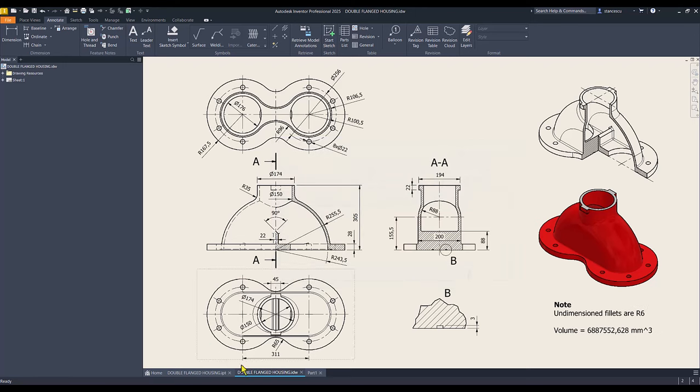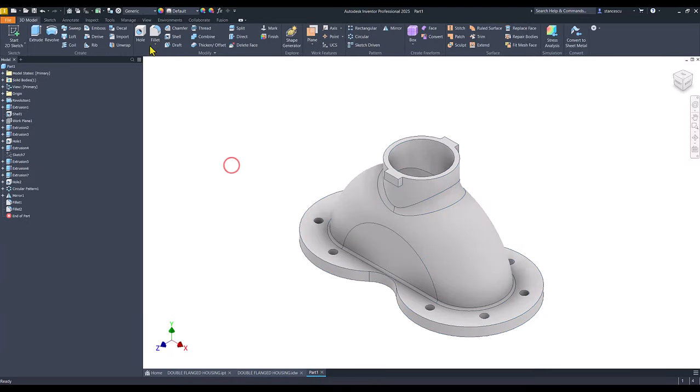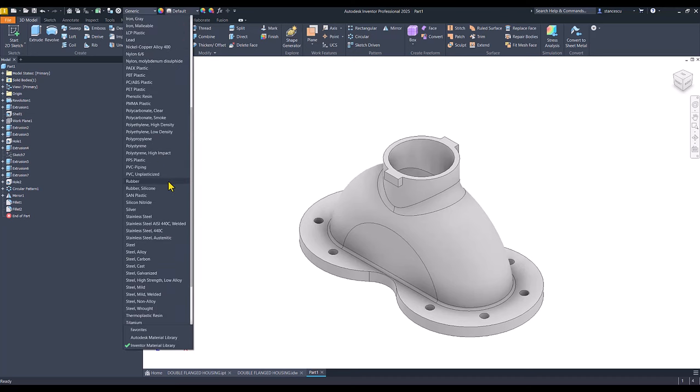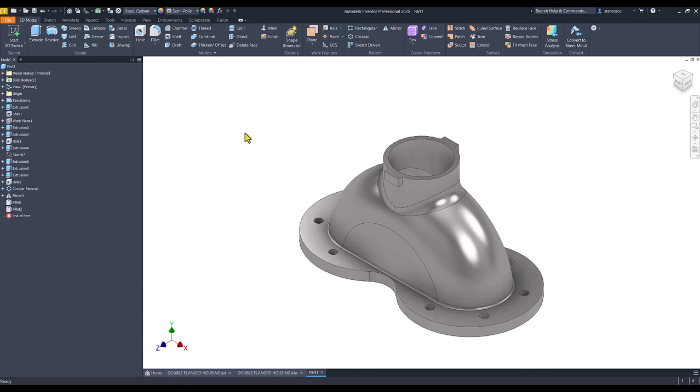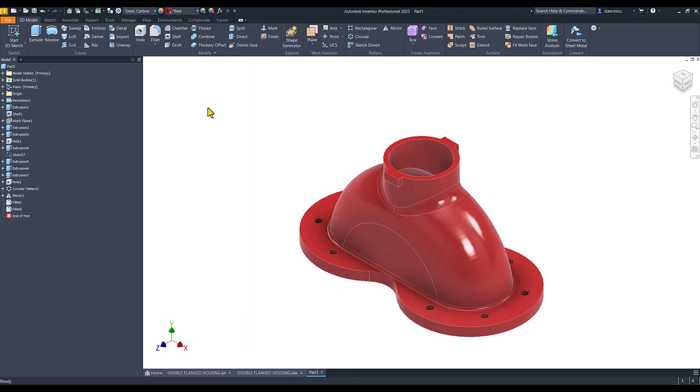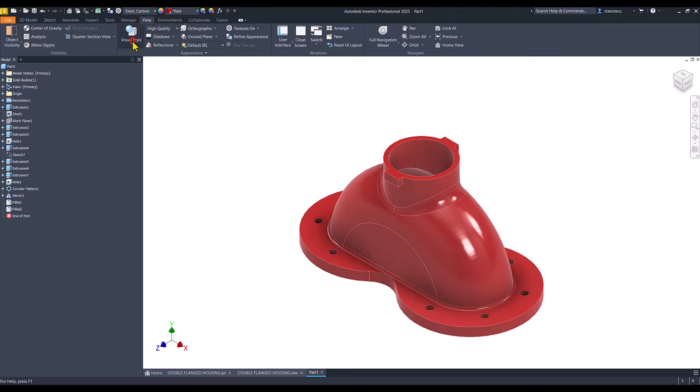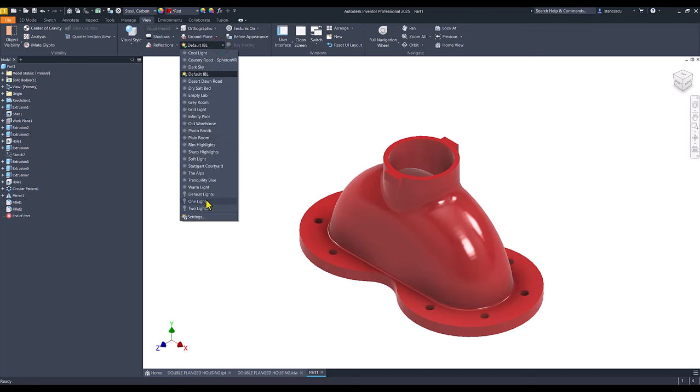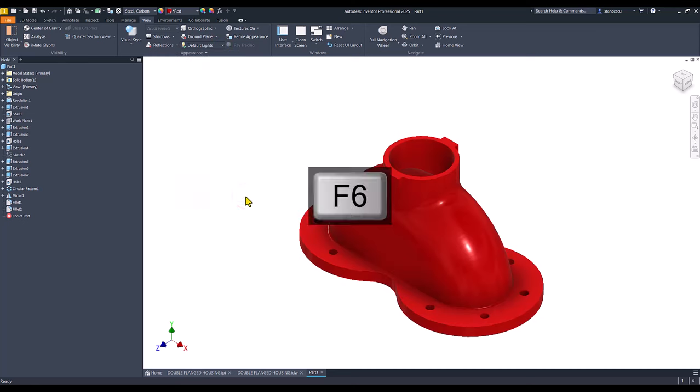Okay, we go to material, steel carbon. We apply the general color as red. We hide the edges and we select the default lights. This is the part. Now take a look at the comparison.